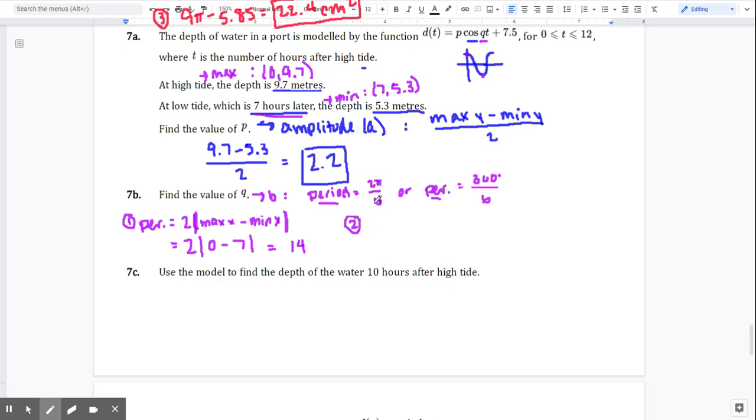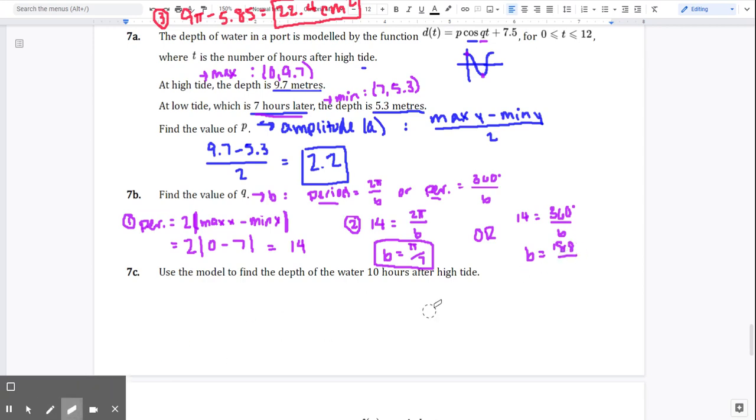So again, I'm going to go with radians. So setting my period equal to 2 pi over b, cross multiplying and simplifying. I say that because I'm going to leave my answer in exact terms, in terms of pi, so b equals pi over 7. If you're doing it in degrees instead, setting that 14 equal to 360 divided by b, cross multiplying and solving, you'll get that b equals 180 over 7. Oops, not 188, 180 over 7.